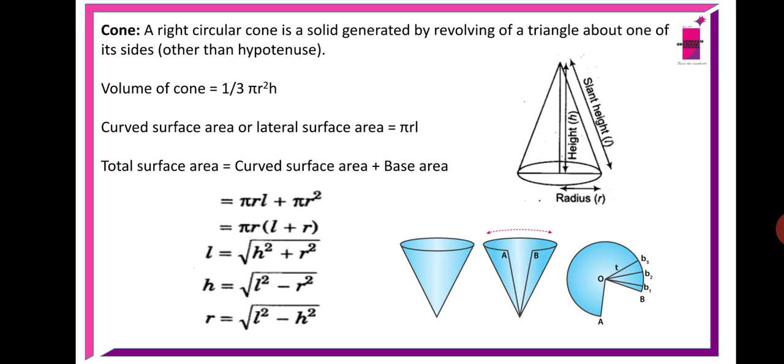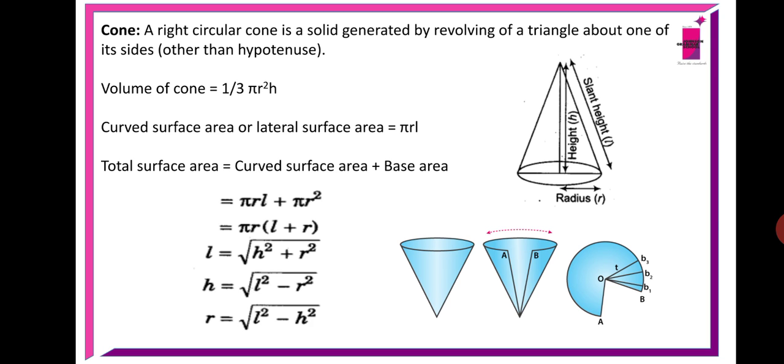Cone. A right circular cone is a solid generated by revolving a triangle about one of its sides other than the hypotenuse. Volume of a cone will be one third of the volume of a cylinder, so 1 by 3 pi r square h. Curved surface area or lateral surface area equals pi r l. The total surface area equals curved surface area plus base area, that is pi r l plus pi r square, or simply pi r into (l plus r).